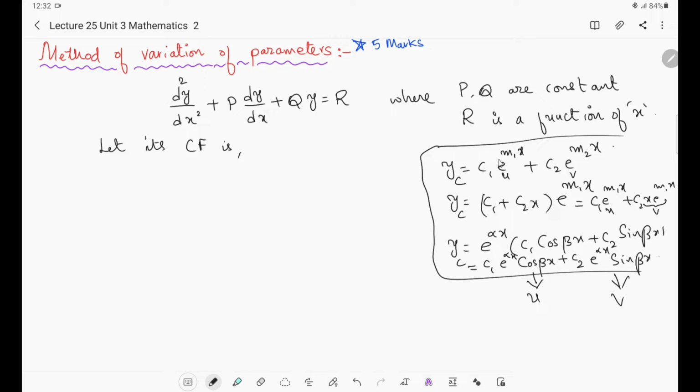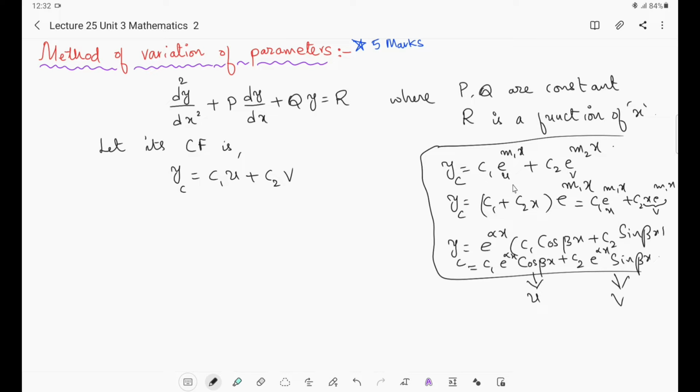So generally let the complementary function be of this form: yc equals c1u plus c2v. Why am I writing this? Because for any second order differential equation we are going to get two roots, that are m1 and m2 if they are distinct, m1 and m1 if they are equal, or complex roots.